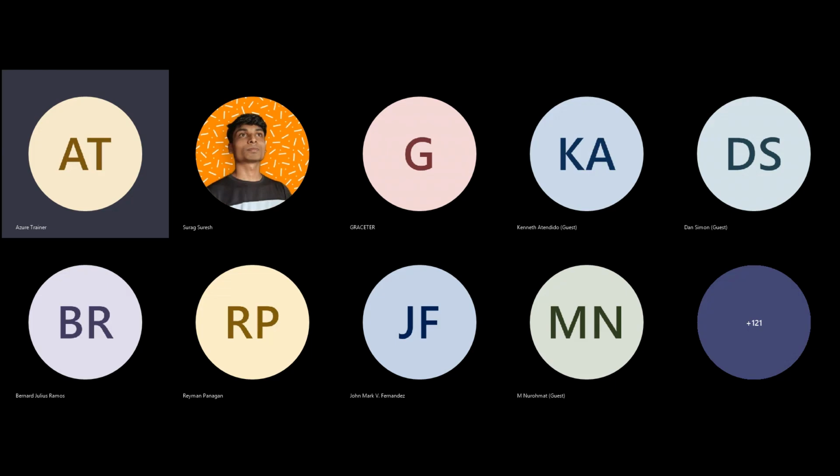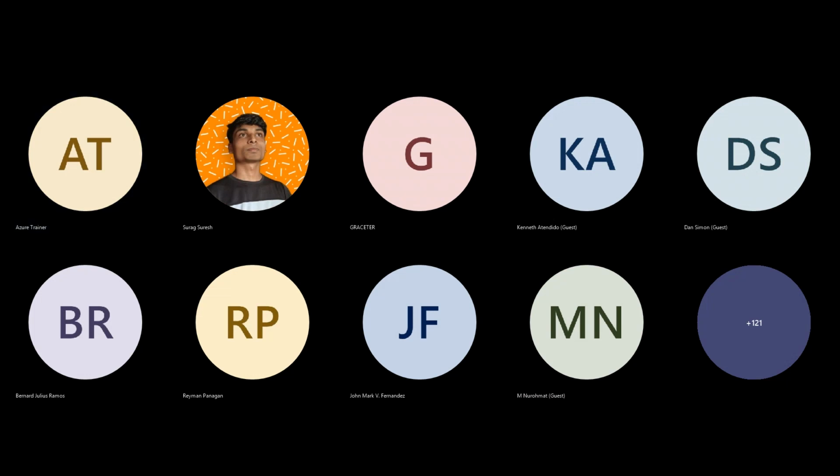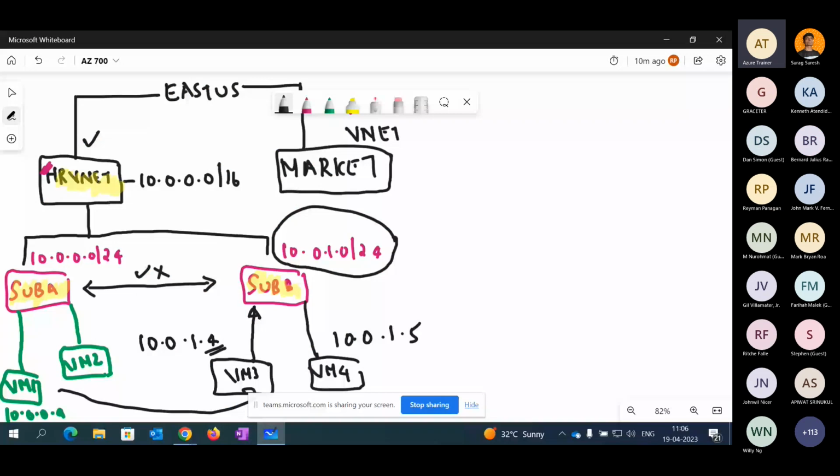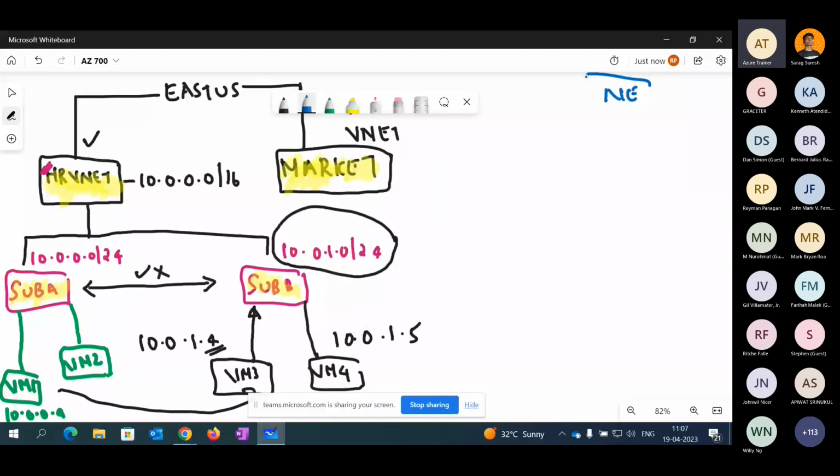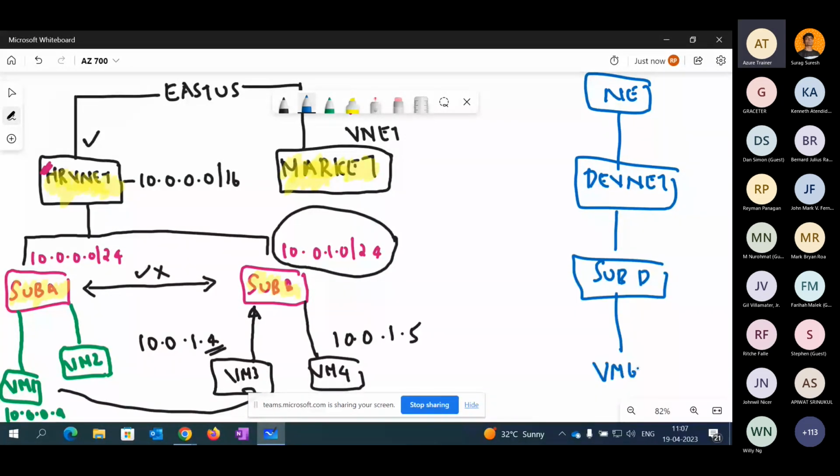Technically, if you go back to the whiteboard, you can see you have two VNets available in the same region. For example, in East US, you have the HR VNet and the market VNet available. Additional to that, you have created one more VNet in the North Europe region, called development VNet. Inside that, you have created a subnet D and you have attached your VM6 here.